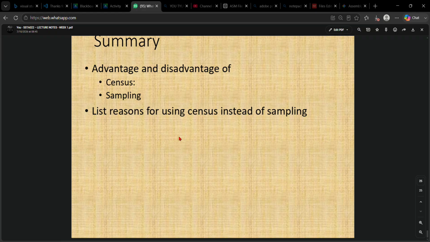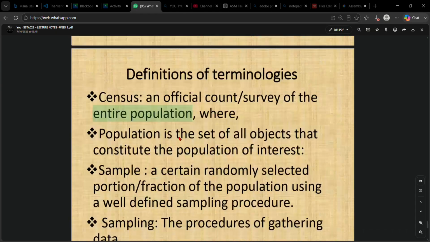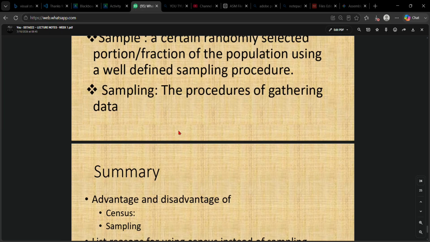So let me see if there is something. Okay, I think this is the end of the slide.